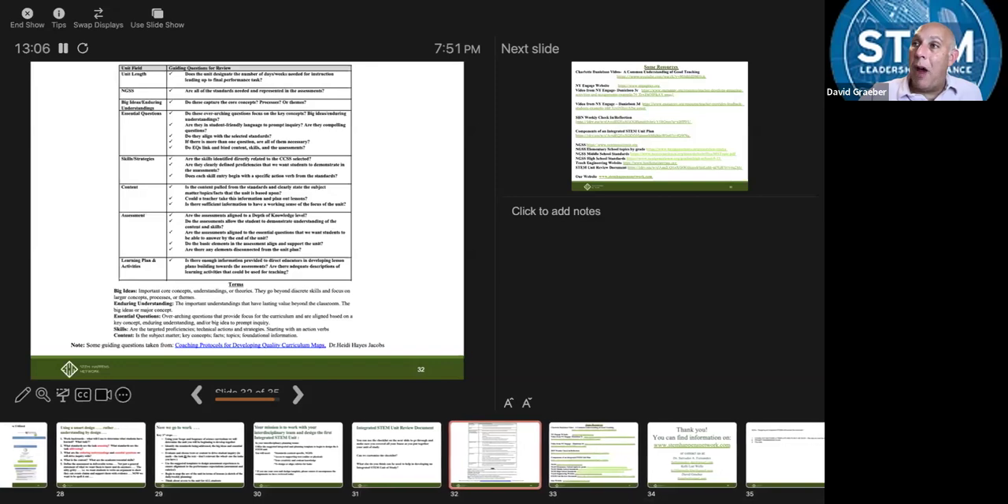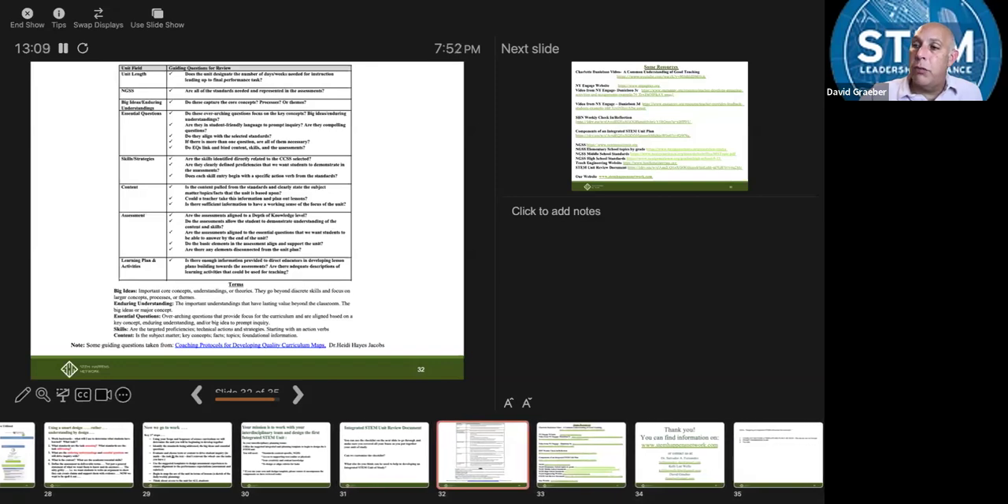There's a checklist in the PowerPoint that can help guide you in your work. There's coaching protocols from Heidi Hayes Jacobs in developing quality curriculum maps that we've included here. You'll find that on the internet as well. Nice link.